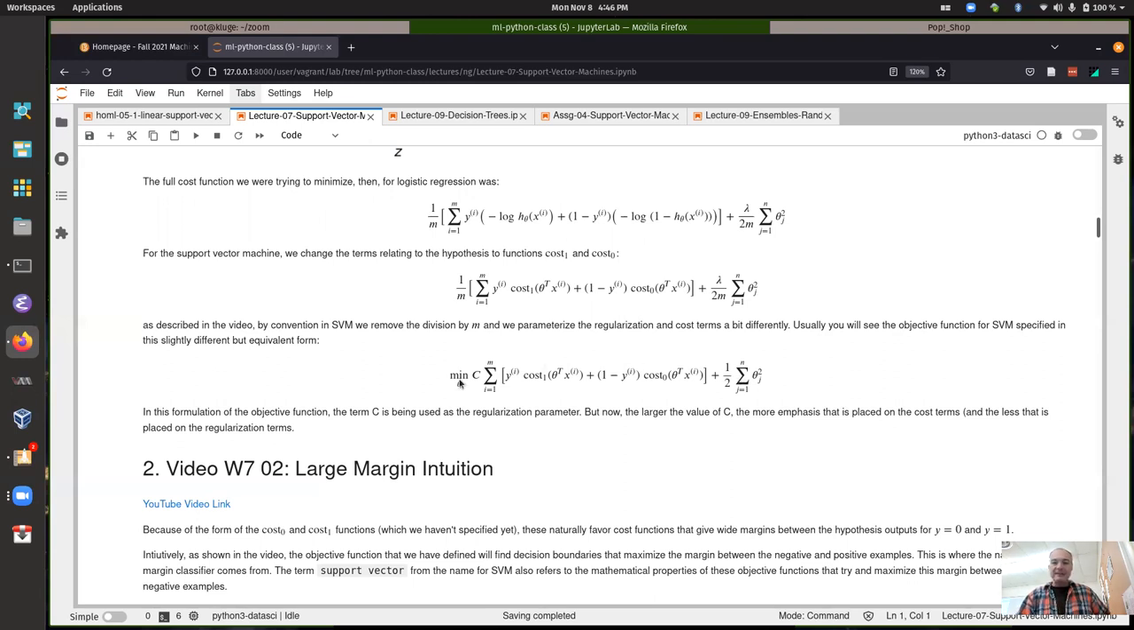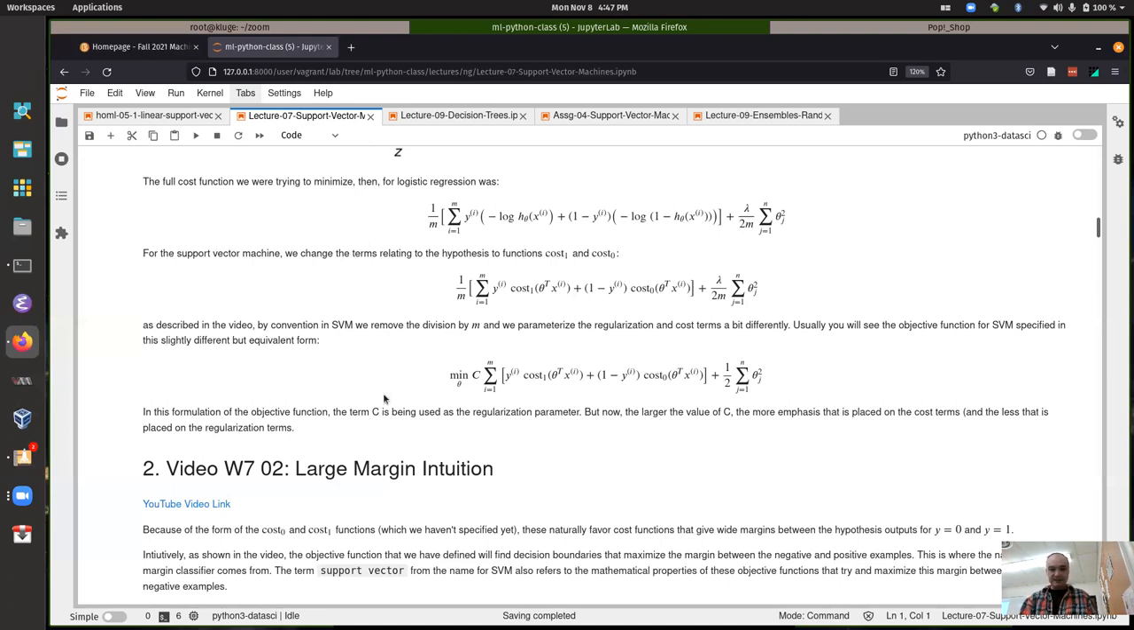One thing that is a little bit different, again, this doesn't cause a difference in how it works, is that support vector machines have the parameter called C instead of the lambda that we use for regularization in logistic regression and linear regression. So instead of having lambda over here, C is multiplied here. C works in the same way, but a high value of C means that you're emphasizing the cost and de-emphasizing the regularization, which tends to try to make the model not overfit, which is kind of the reverse.